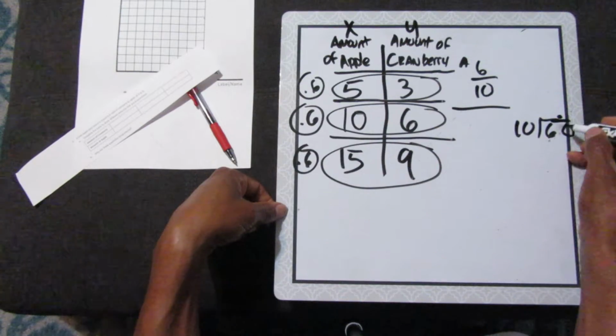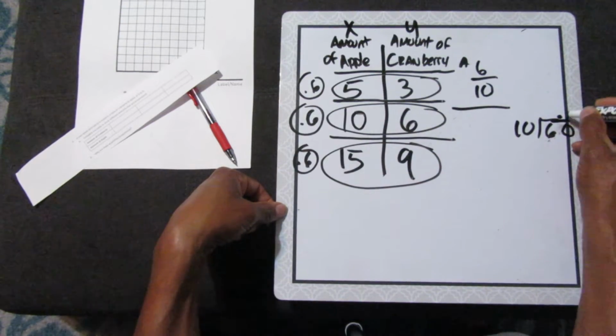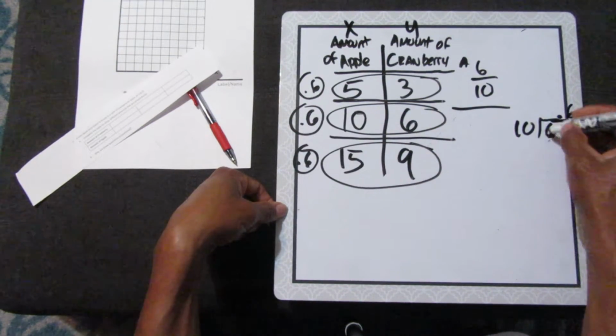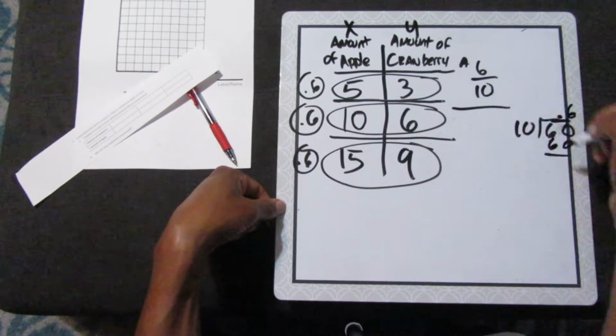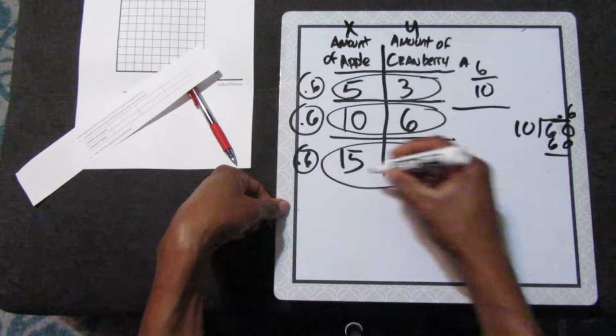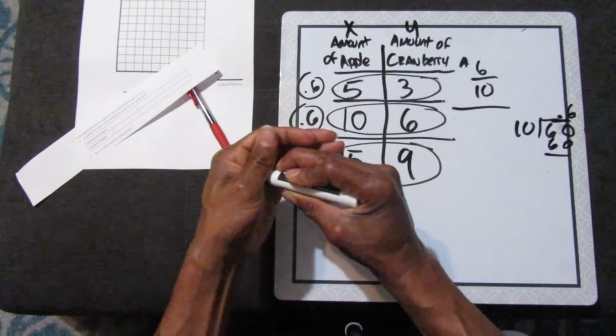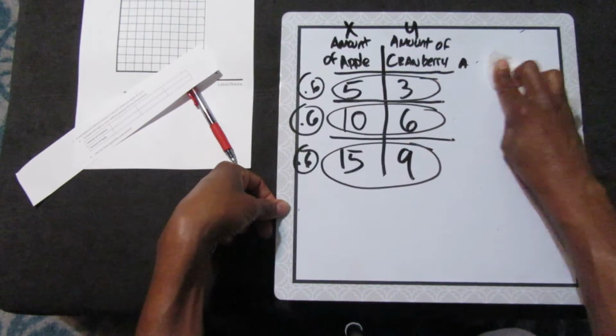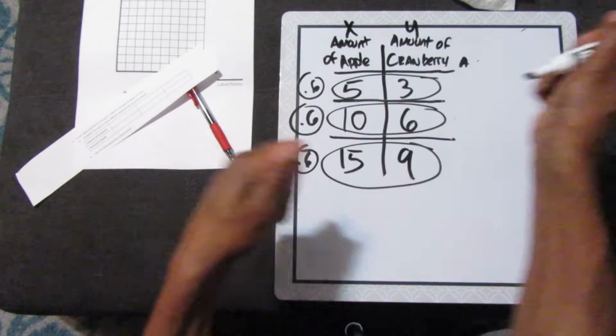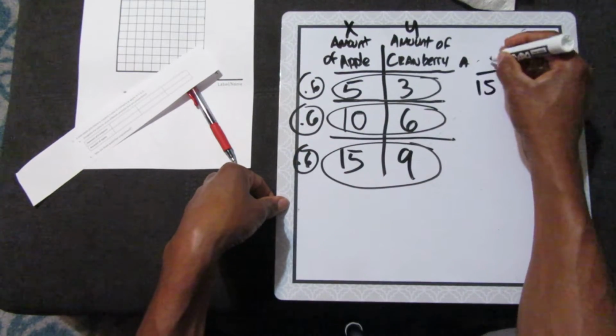How many sets of 10 are there in 6? Excuse me, are there in 60? There are 6. 6 sets of 10, 60. The result, 6/10. Either way, I'm getting the same 6/10. Let's look at 15 divided into 9. So we'll go over here. I'm going to erase this. All right, 15 divided into 9.